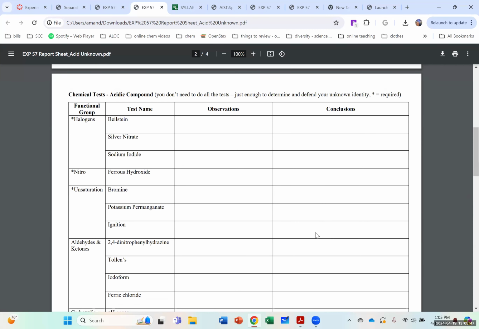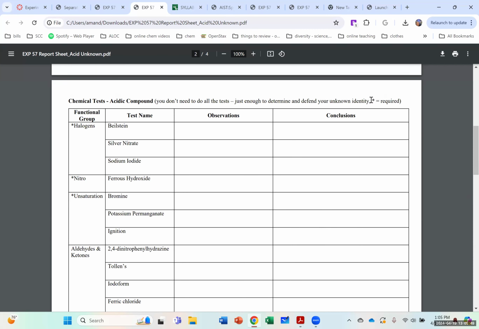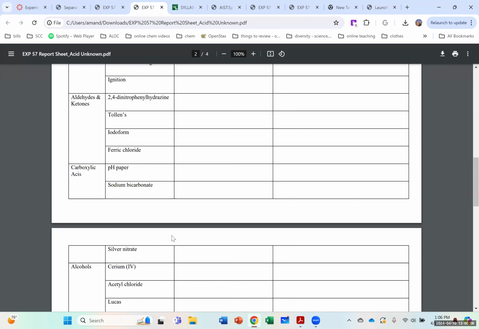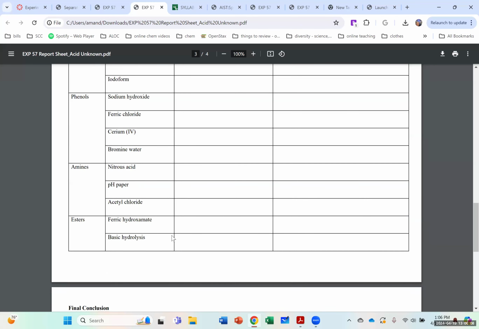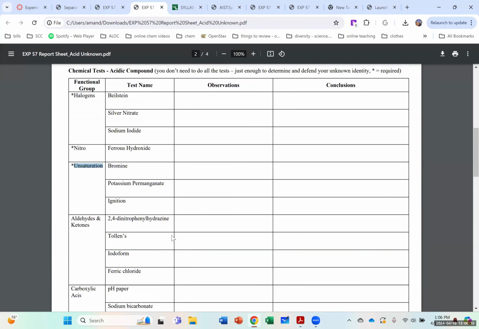your tests. The ones that have stars are required. So you're required to do one halogen test, one nitro test, one unsaturation test, plus a fourth test. So you're required to do at least 4 chemical tests. There's a lot more tests than that. So you'll probably have a lot of blanks on this, which is completely okay.